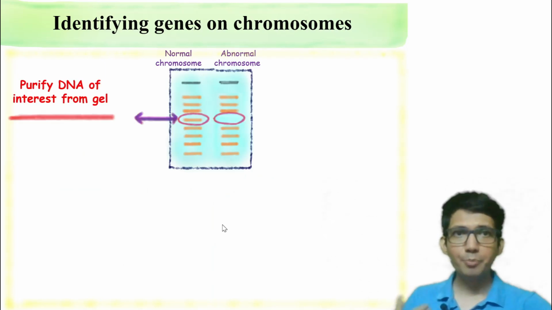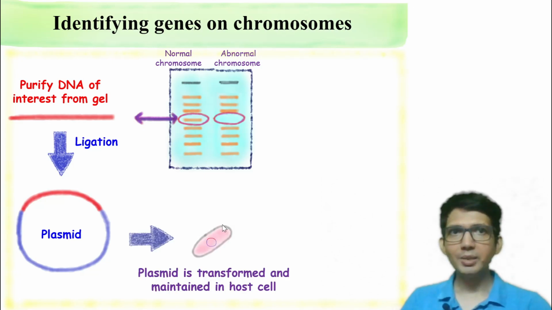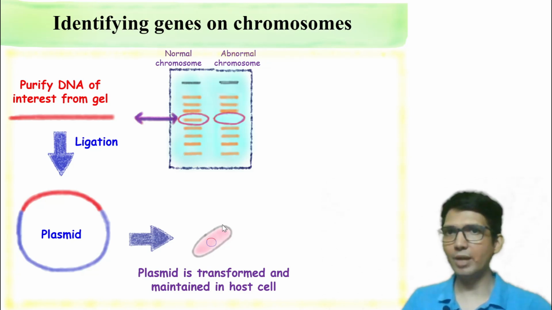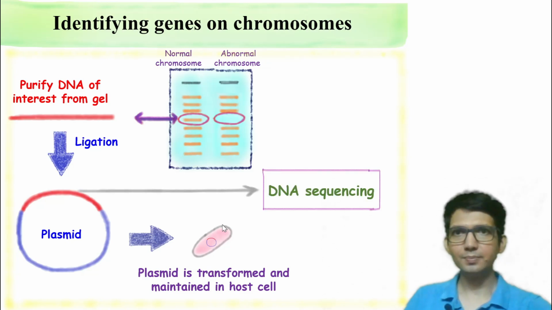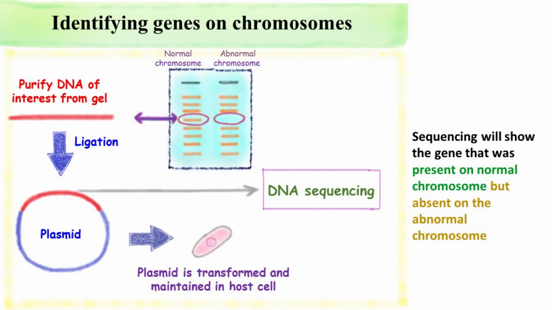So the next step is to purify this band from the gel. This is then ligated into a plasmid. This plasmid is finally transformed into the host where it is maintained. The plasmid carrying this insert can be isolated from the host anytime when required. The insert in the plasmid can be isolated using RE digestion and sent for DNA sequencing. The DNA sequence obtained will have the gene that was absent in the abnormal one.